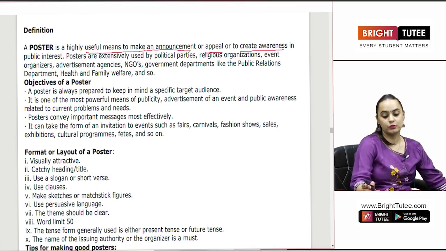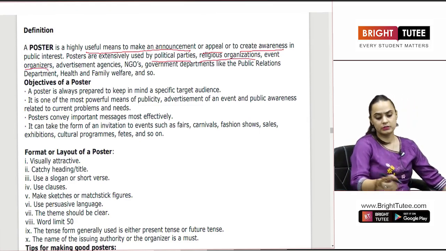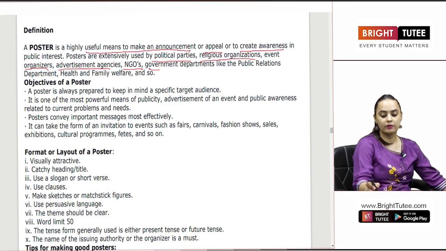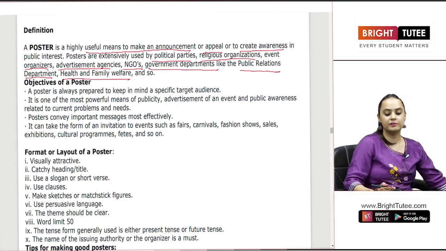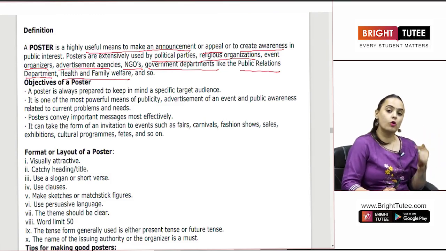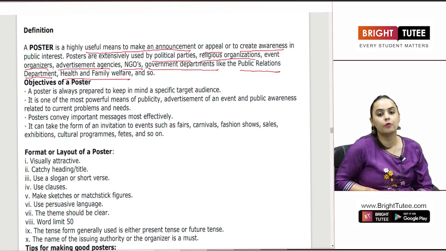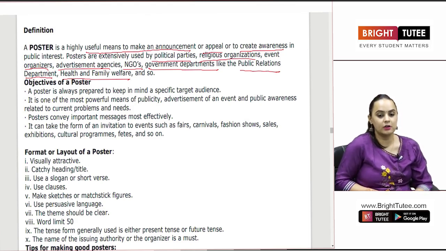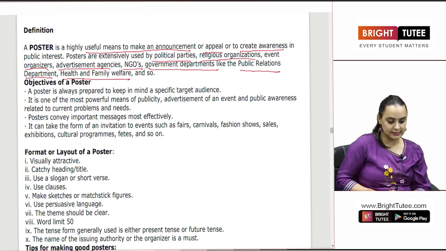The posters are used by the political parties, the religious organizations, the event organizers, advertisement agencies, NGOs, government departments like the Public Relations Department, Health and Family Welfare, and so on. So all these valuable, all these reputed organizations make use of the posters because making a poster is one of the most creative ways of bringing forth something very, very important to the society.